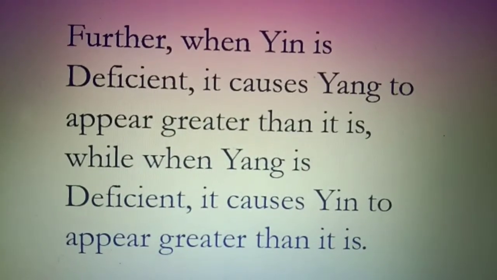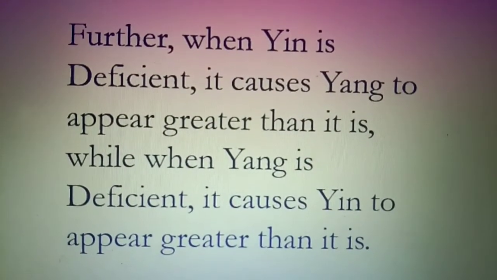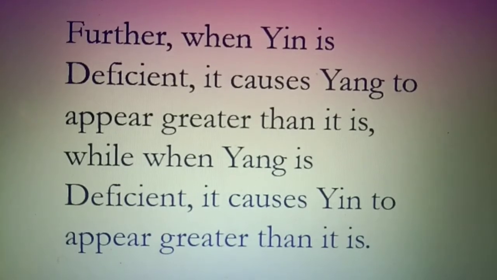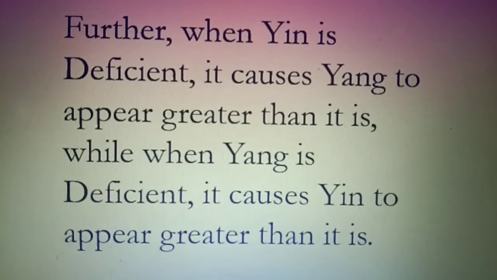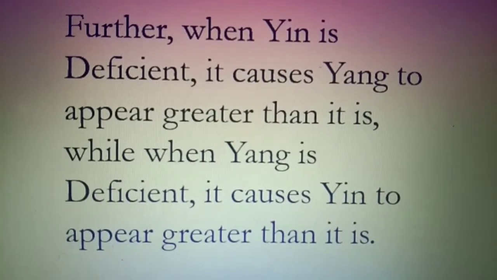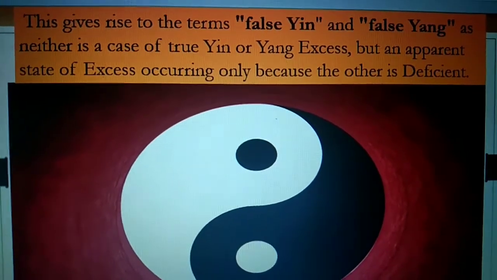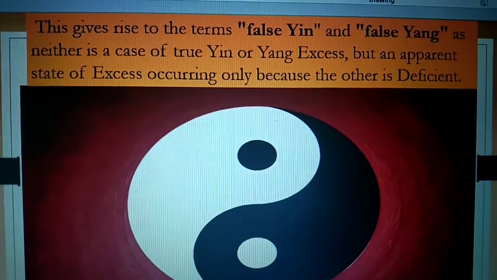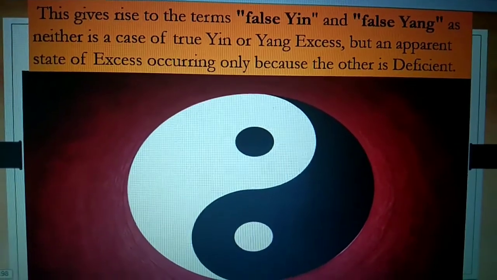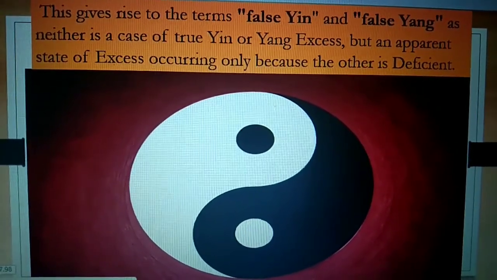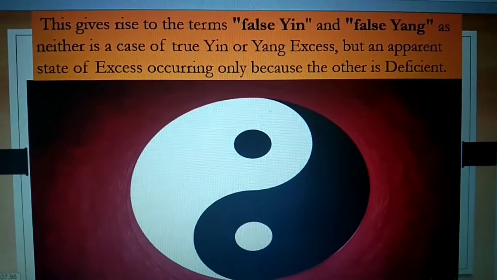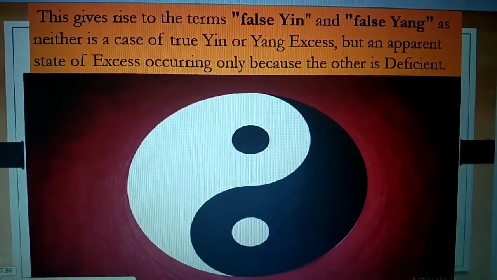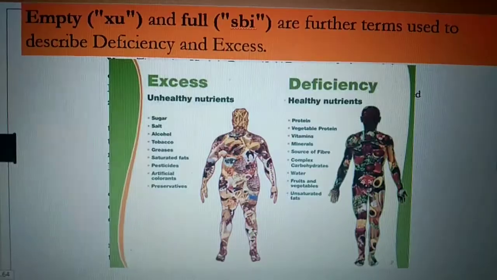Further, when yin is deficient, it causes yang to appear greater than it is, while when yang is deficient, it causes yin to appear greater than it is. This gives rise to the terms false yin and false yang, as neither is a case of true yin or yang excess, but an apparent state of excess occurring only because the other is deficient.